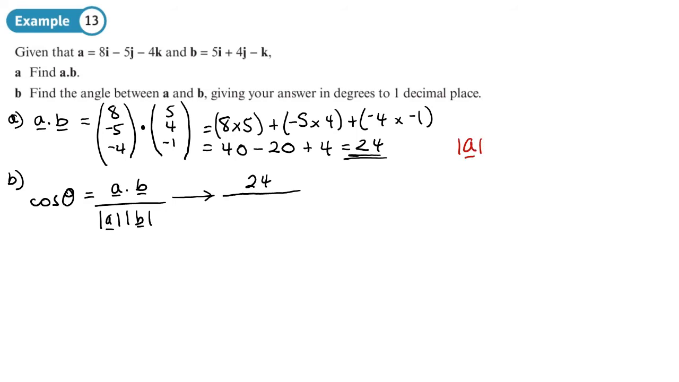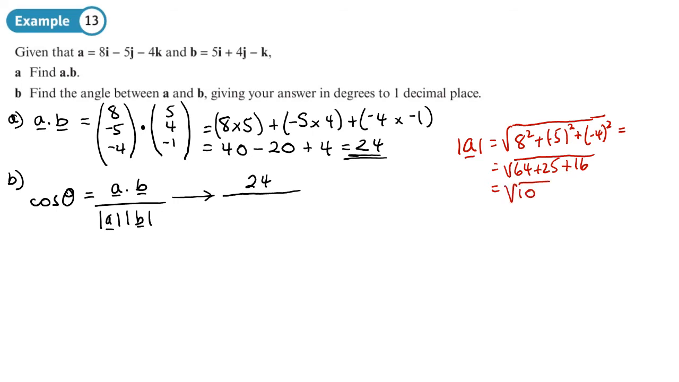So the length of A will be the square root of 8 squared plus negative 5 squared, or just 5 squared, plus negative 4 all squared. So that will be the square root of 64 plus 25 plus 16. I think that's 105. So root 105 is the length of vector A.